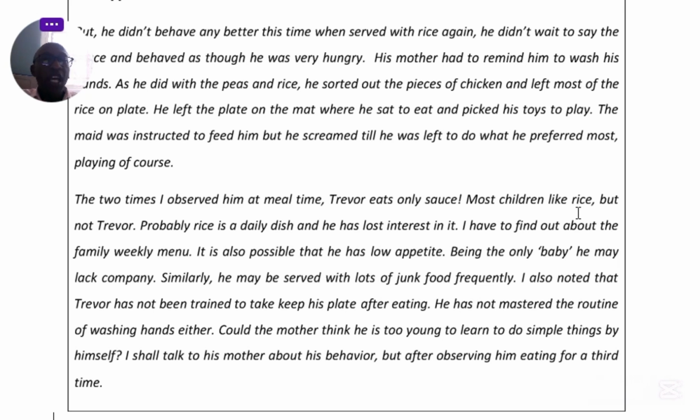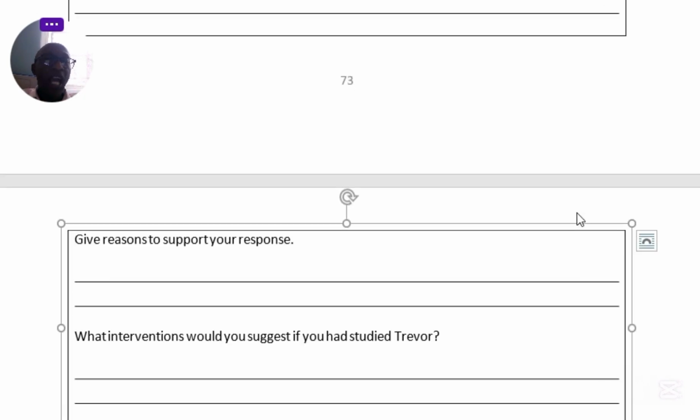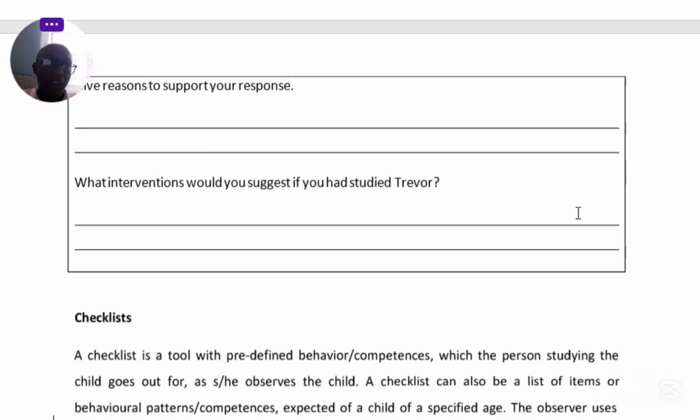I also noticed that Trevor has not been trained to take up his plate after eating. He has not mastered the routine of washing hands either. Could the mother think he is too young to learn to do simple things by himself? I shall talk to the mother about his behavior. Are you noticing the difference between a reflective journal and an anecdotal note? Here, you're trying to make meaning out of what you are observing.